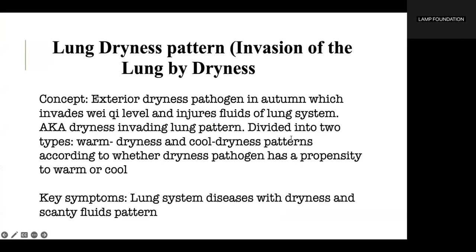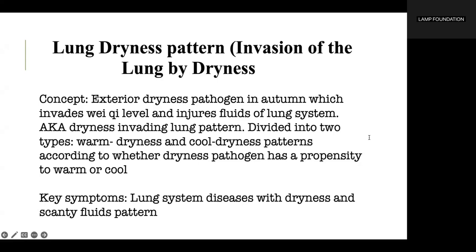The dryness damages the body fluid in the lungs, which then fail to dominate descending, causing a cough with thick, sticky sputum and a dry mouth, lips, nose, and throat. Concept: this is due to an exterior dryness pathogen in autumn, which invades the Wei Qi level and also injures fluids of the lung system. It is also called dryness invading the lung pattern. It is divided into two types, warm dryness and cool dryness patterns, according to whether the dryness pathogen has a propensity to warm or cool.